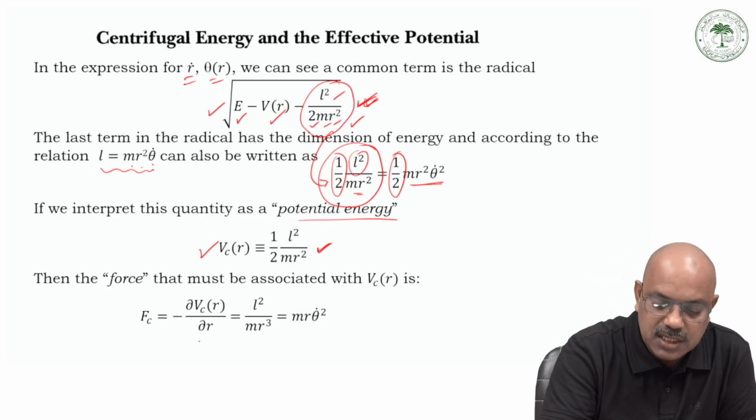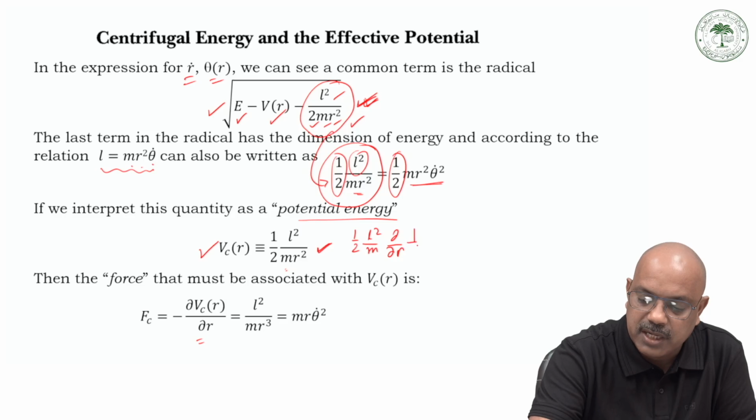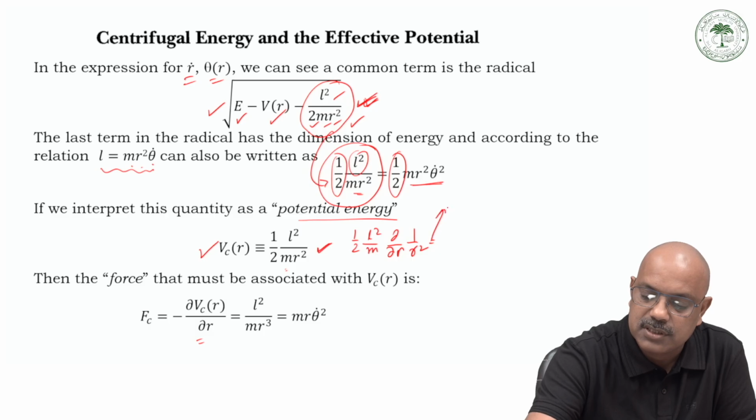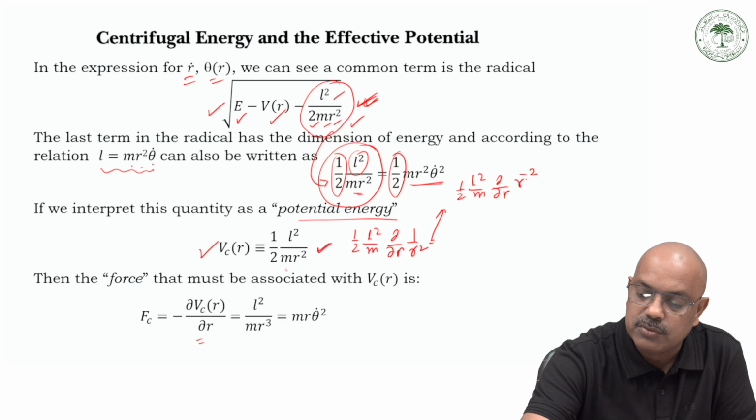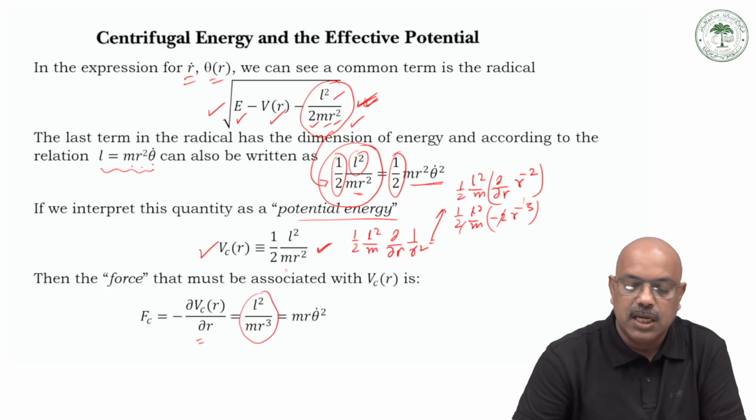So if I differentiate it, half L square by m is common, then I have del r of 1 by r square, that is, r to the power minus 2. So this is going to be minus 2 r to the power minus 3. So this is half L square by m times minus 2 r to the power minus 3. Then this 2 will cancel out, and you have 1 upon r cube. So this is L square upon m r cube.